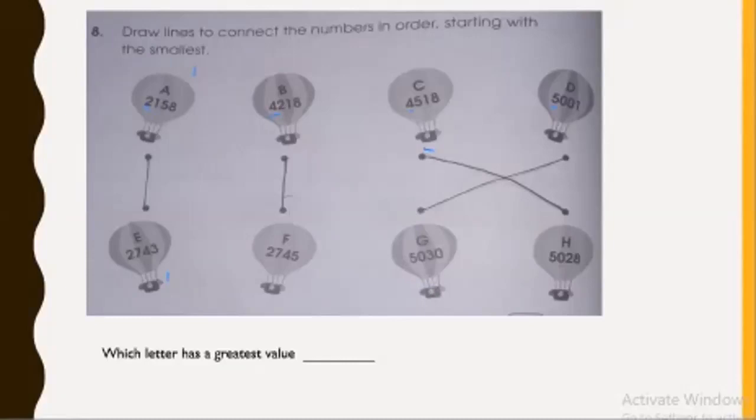Now check the rest of the values. That is 4,000, 4,000, 5,000. So these two values have the same thousand, so I'm going to check the value at the hundred place. 4,218 and 4,518. Which is the smallest in it? B. Yes. So I'm going to mention 2 over here. Yes, it's the smallest. Now which was the next smallest?